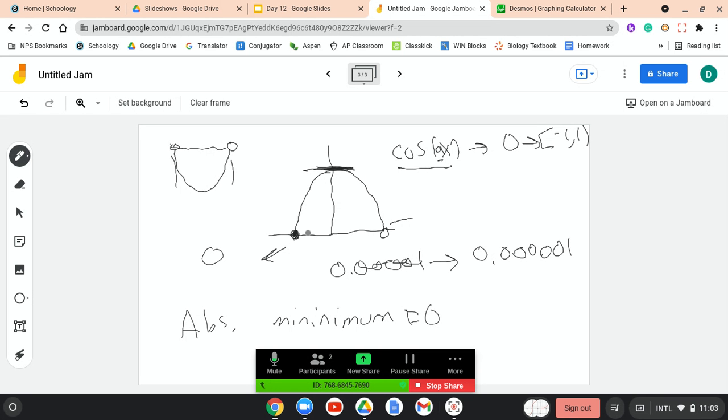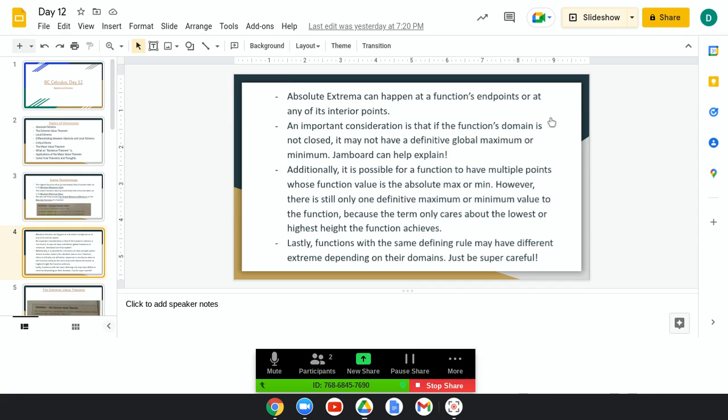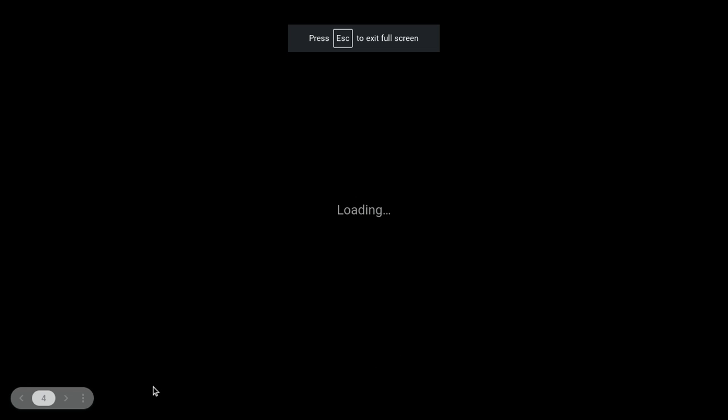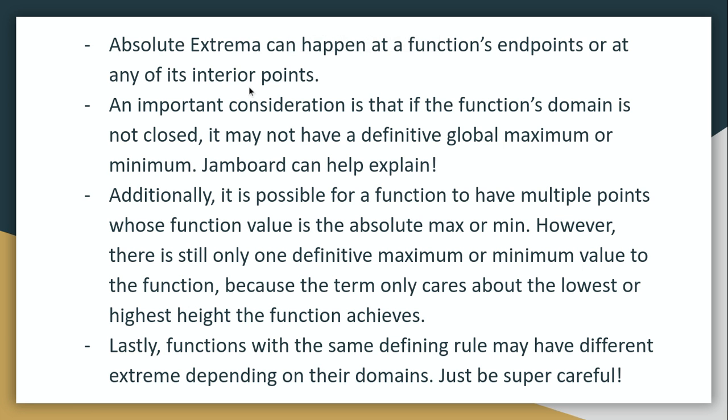So if we're dealing with a half open, half closed domain, we still probably will have an absolute minimum or absolute maximum. Just be super careful when you're dealing with two open endpoints. Those are the first two points, and I want to make sure we understand them. Absolute extrema can occur at a function's endpoints or any of its interior points. That was the first point we talked about. An important consideration is that if the function's domain is not closed, it may not have a definitive global maximum or minimum. That's what we just talked about.